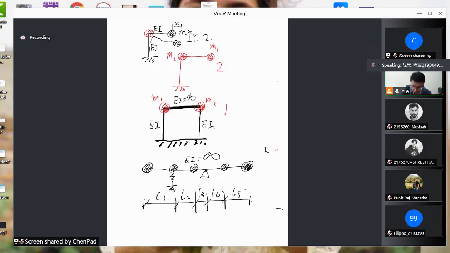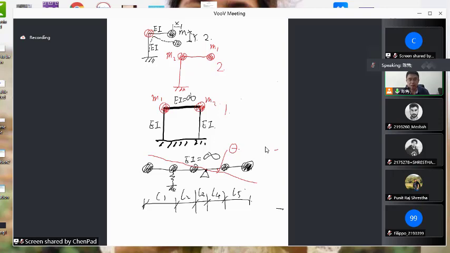So for example, if we use this angle as theta, if we use theta as the coordinate, then you can determine the movement of every mass at any time instant. So we need only one. So this is a 1 degree of freedom system, a single degree of freedom system.